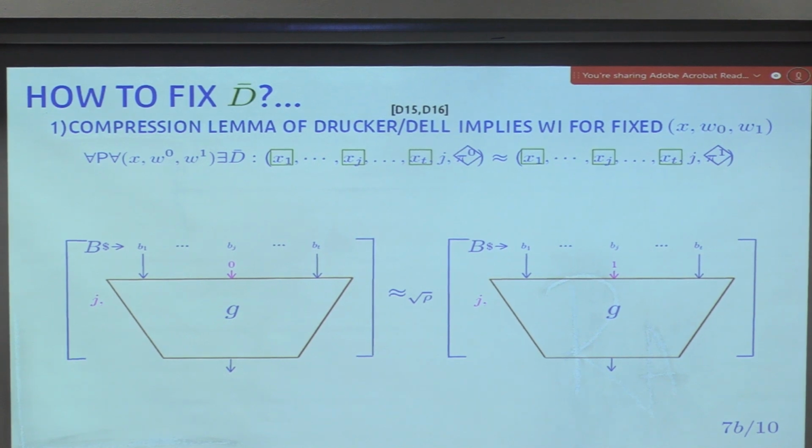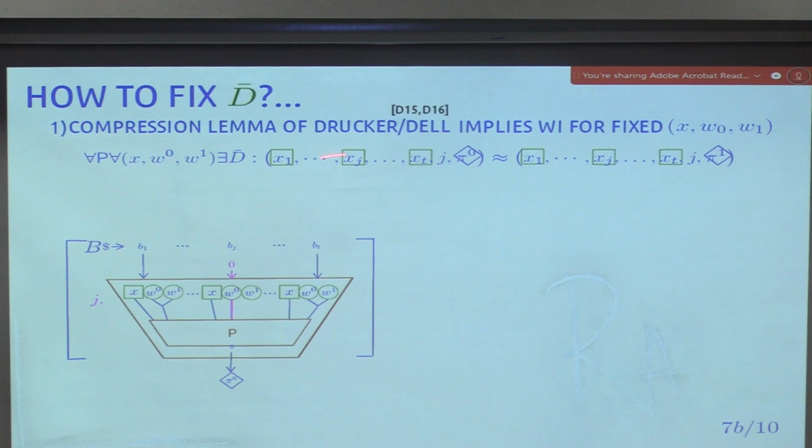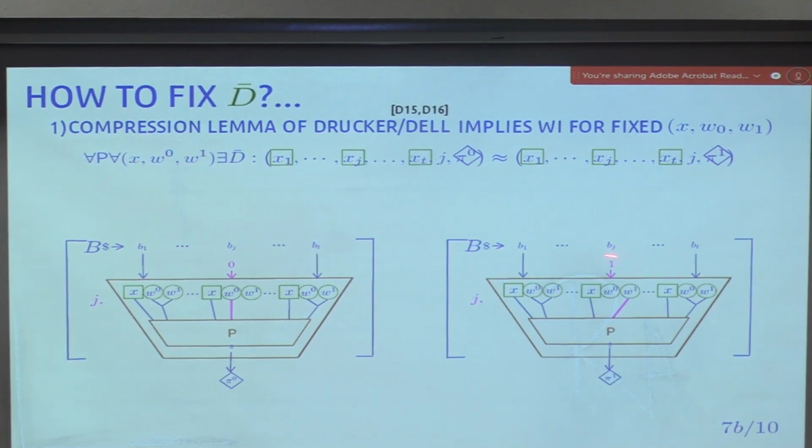So what we'll do is use this lemma to show WI for fixed input witnesses, and it's not very hard to see. Suppose you want to show that for X, W0, W1, for any prover there exists a D. What does it do? You just do like before, pick one of the witnesses depending on the bit B, but for the jth position you fix it to either 0 or 1, and the lemma tells you that these two cases are indistinguishable. Yeah, any questions here?